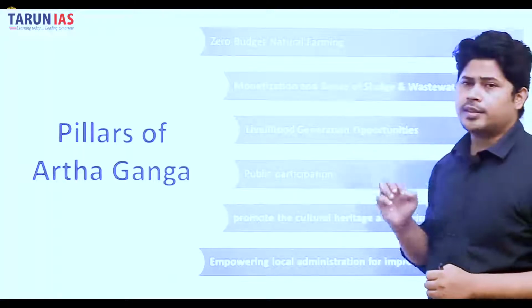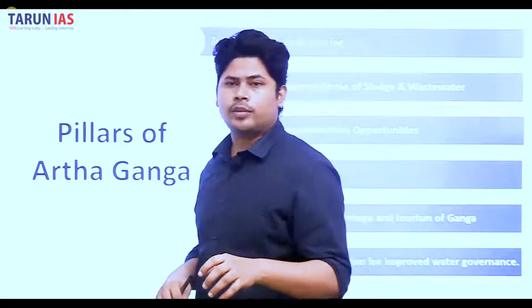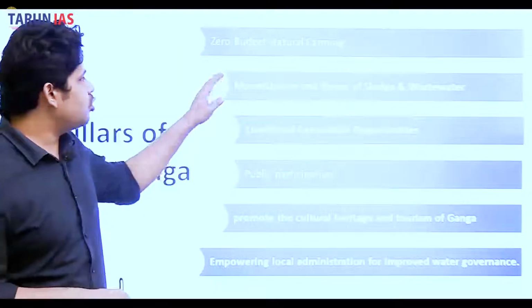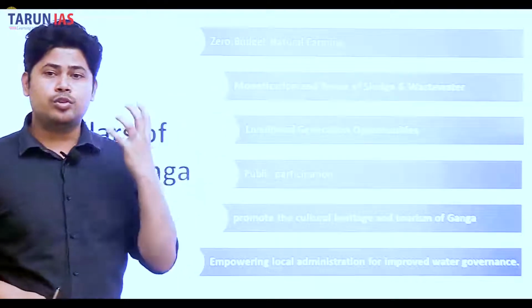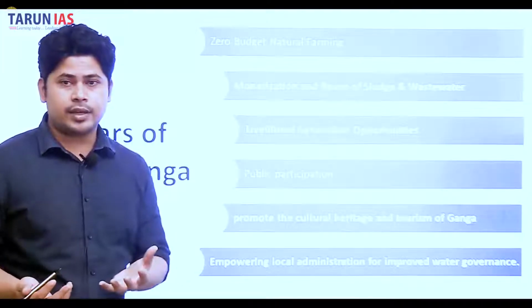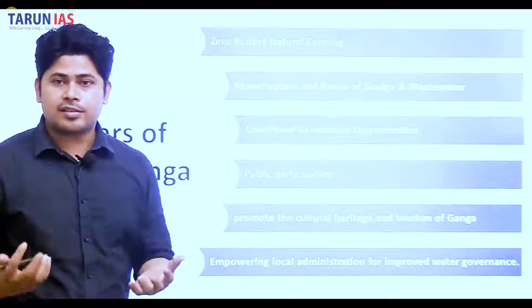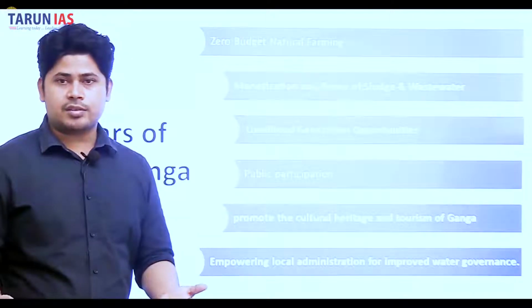The first one is zero budget natural farming. All the villages that are on the bank of the river will be following zero budget natural farming, that is, no use of chemicals. Because as I said in the very beginning, these chemical runoffs, fertilizer runoffs, create eutrophication inside the river.